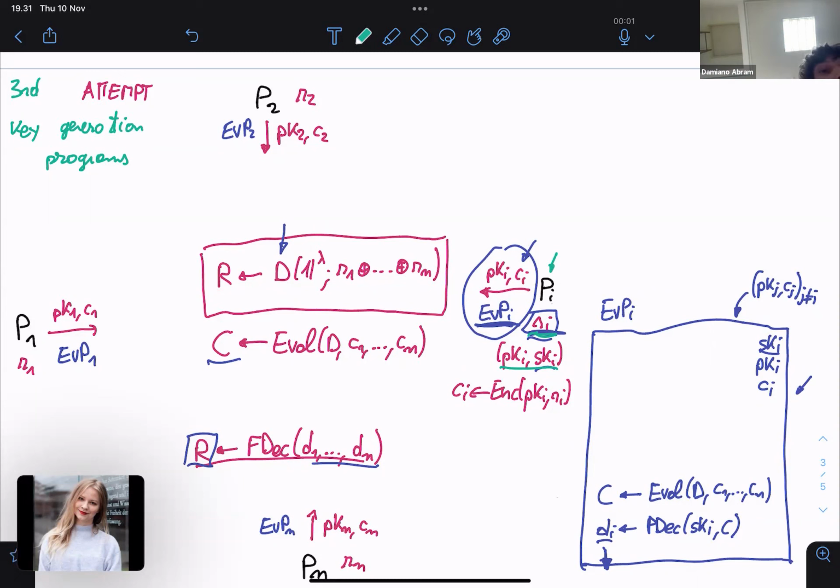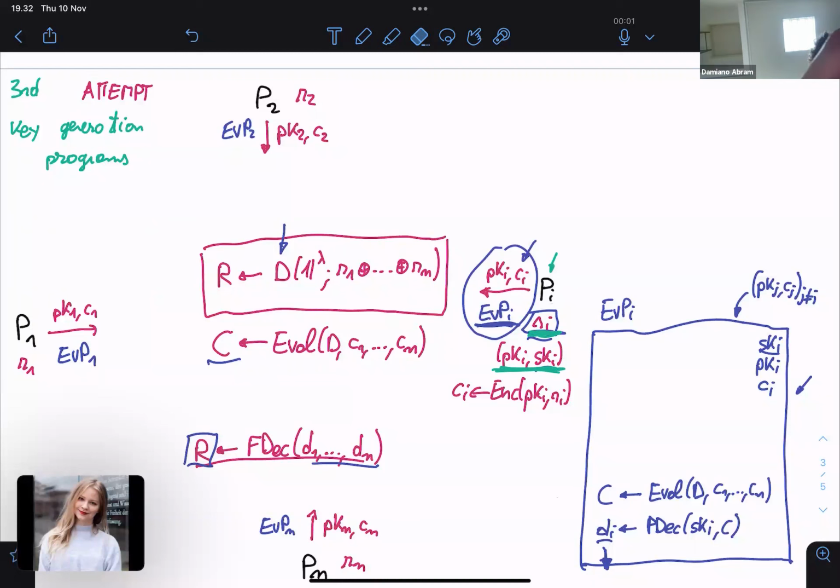We would like that if any of the other parties changes its own message, then in any execution, either the real one or one in the head of the adversary, Pi uses an independent looking random string Ri and an independent looking key pair, PKi, SKi. So it sounds like something impossible, but there is a way to obtain this.